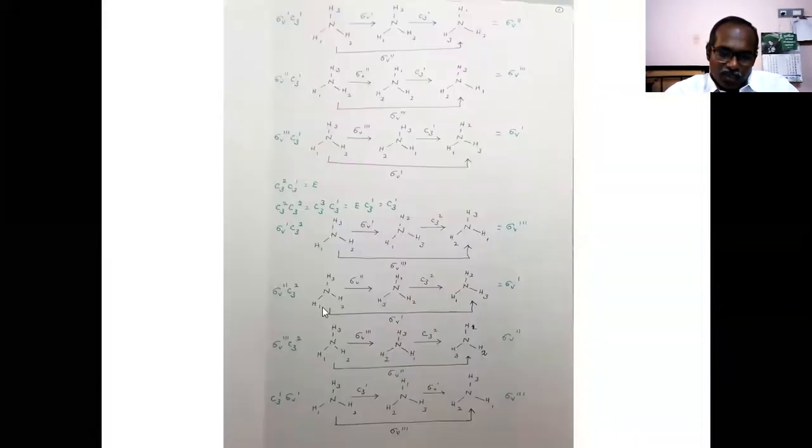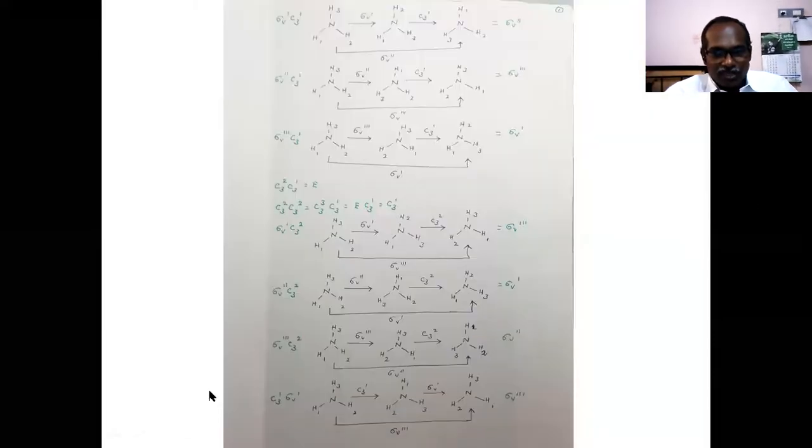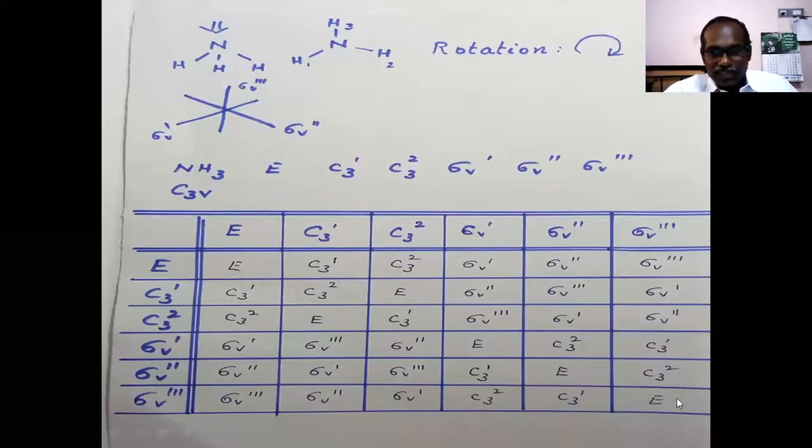And in the third one, you look, sigma V dash, again sigma V dash. You are reflecting and again reflecting in the same plane, you are getting E. Similarly, sigma V double dash, sigma V double dash, you are reflecting and re-reflecting about the same reflection plane, you are getting E. Similarly, sigma V triple dash and sigma V triple dash, you are getting E.